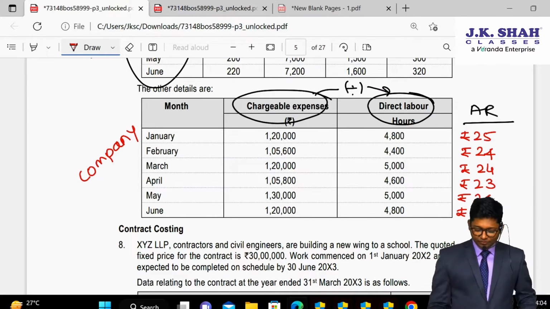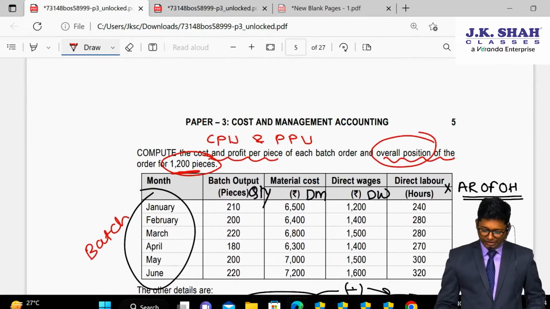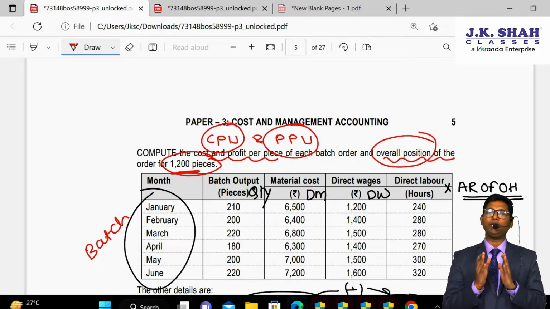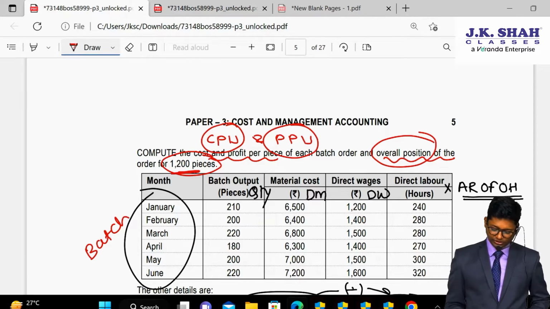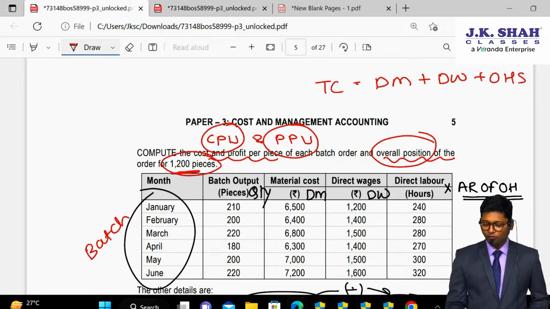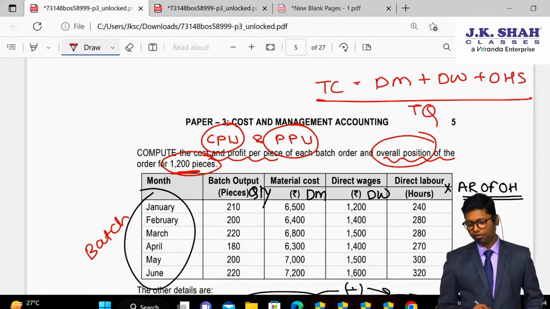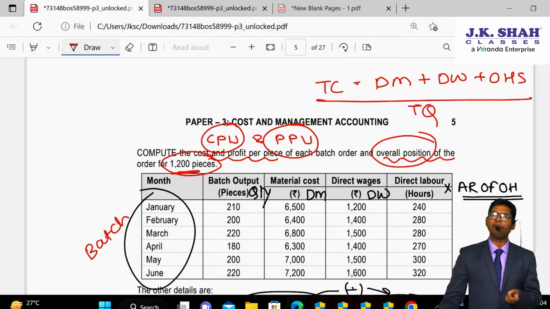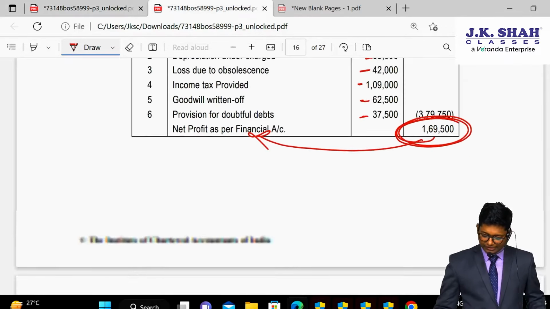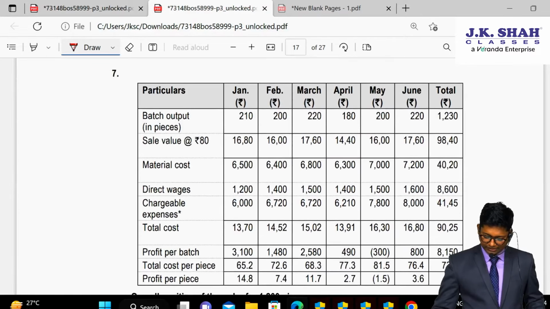Now all these absorption rates are given, and the question is asking us to calculate the cost and profit per unit. For that purpose you need to first calculate the total cost. Sir, how to calculate the total cost? Direct material, then you should add direct wages, and when you add overhead you will be getting total cost. This total, when you divide by total quantity associated with each and every batch, you are going to get the per unit cost. If you check the suggested solution, they have done the same breakup.